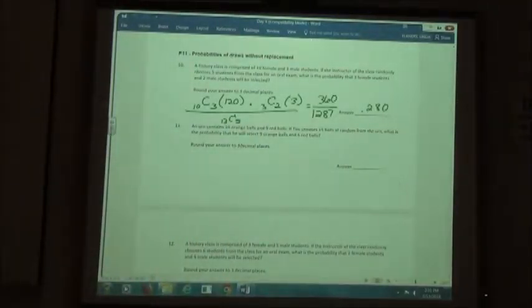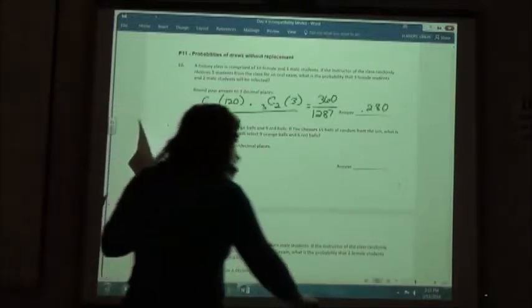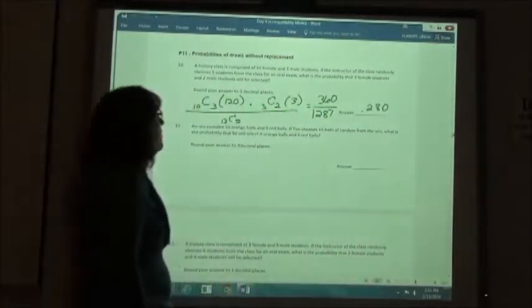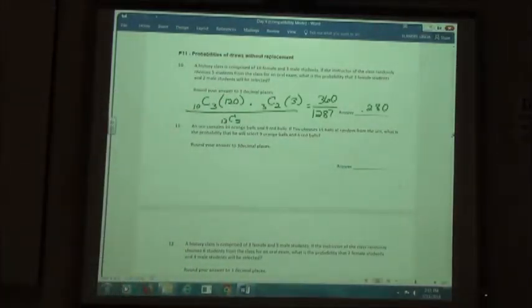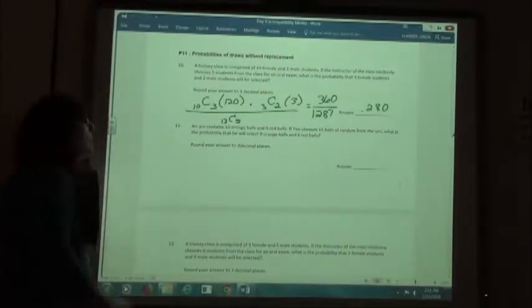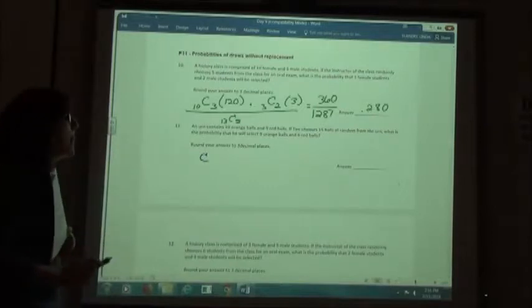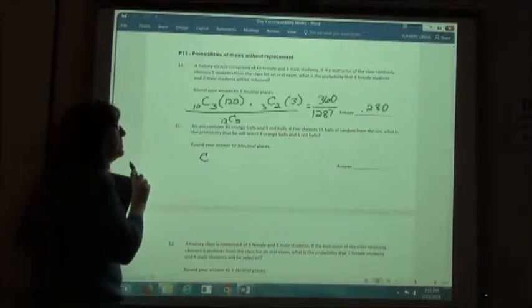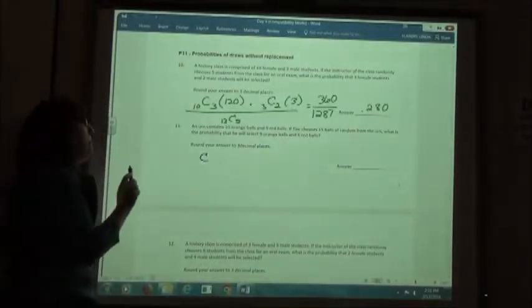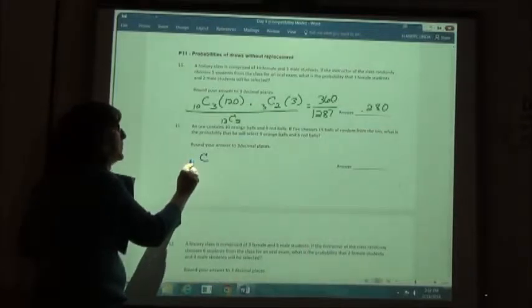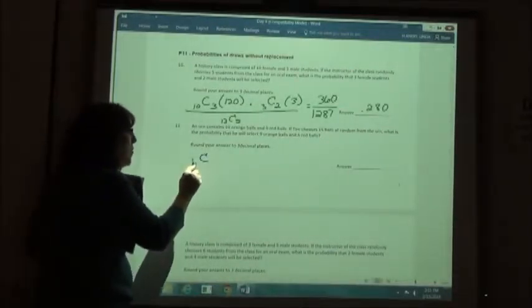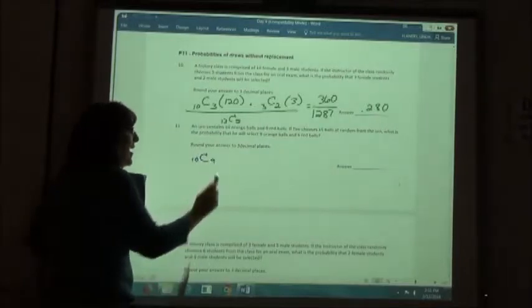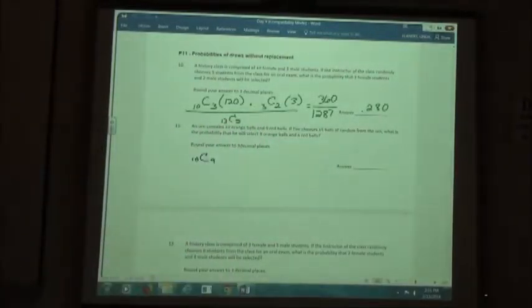So on number 11, we have an urn that contains 10 orange balls and 9 red balls. If Tim chooses 15 balls at random from the urn, what is the probability he will select 9 orange balls and 6 red balls? So if I'm going to get 9 orange balls, I'm going to do a combination of 10 total orange balls, and I want to get 9 of them. And if I do that, I get 10.